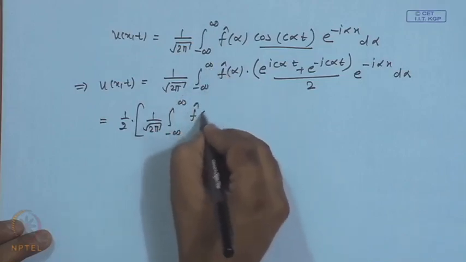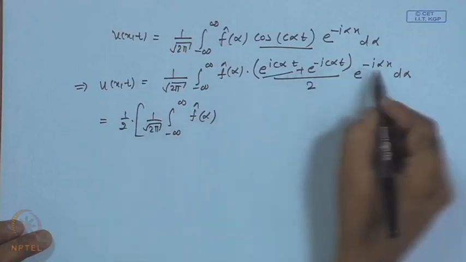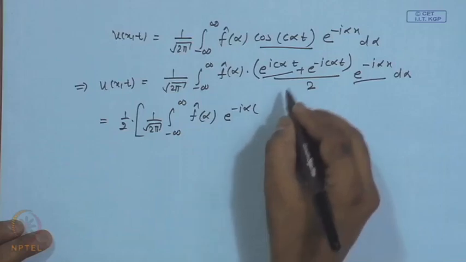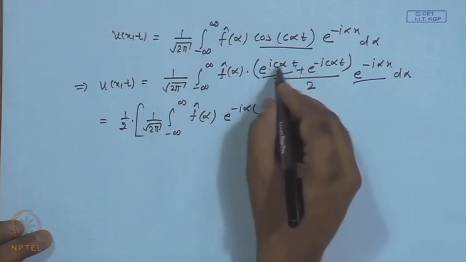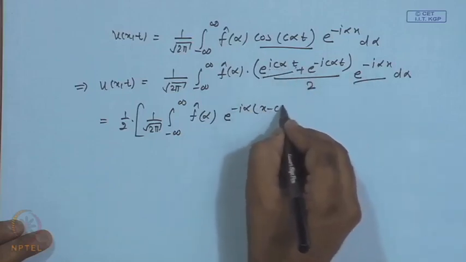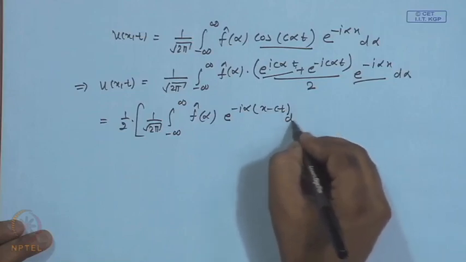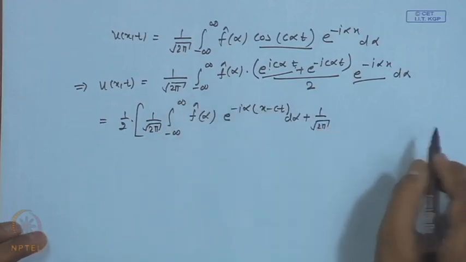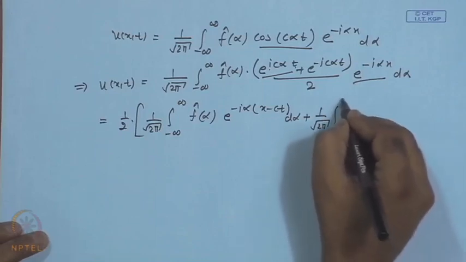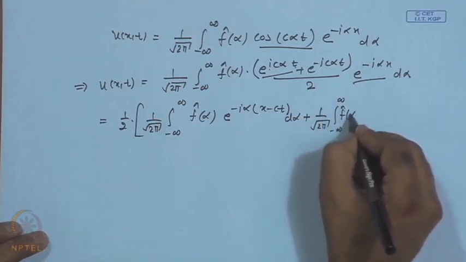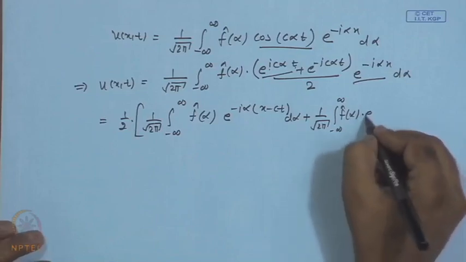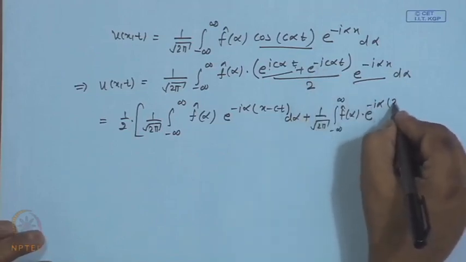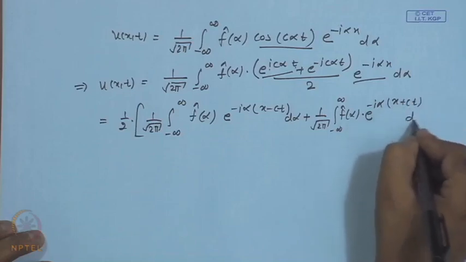f hat(alpha), and this we combine into 1. So, we have e^(-i alpha (x minus c t)) d alpha plus again this prefactor 1 over 2, 1 over square root 2 pi, minus infinity to plus infinity, we have f hat(alpha) and e^(-i alpha) with this, so we have (x plus c t) and d alpha.